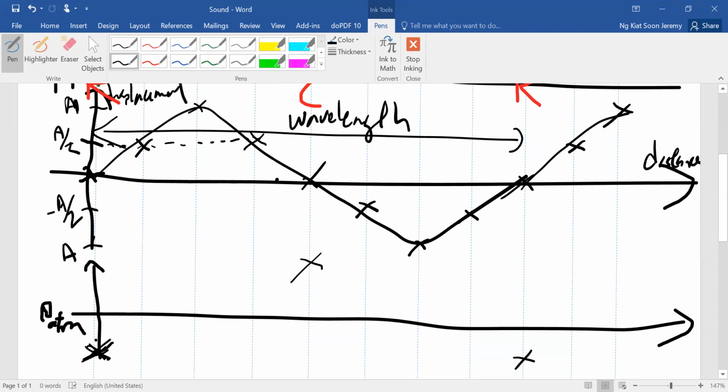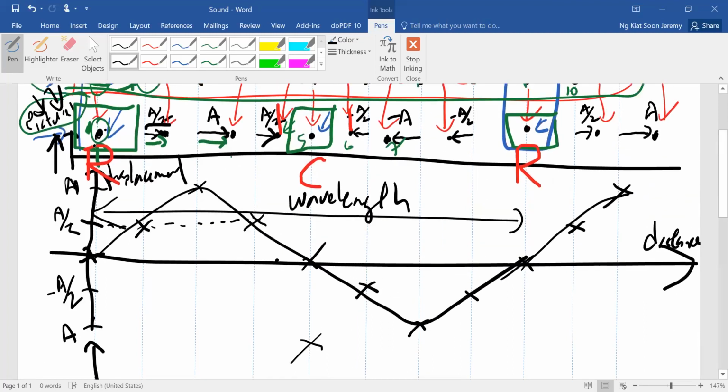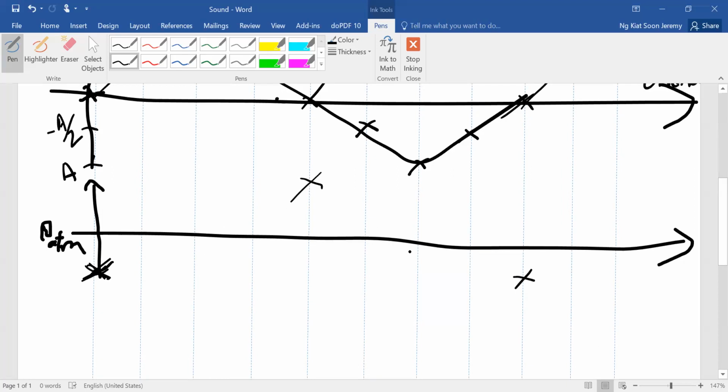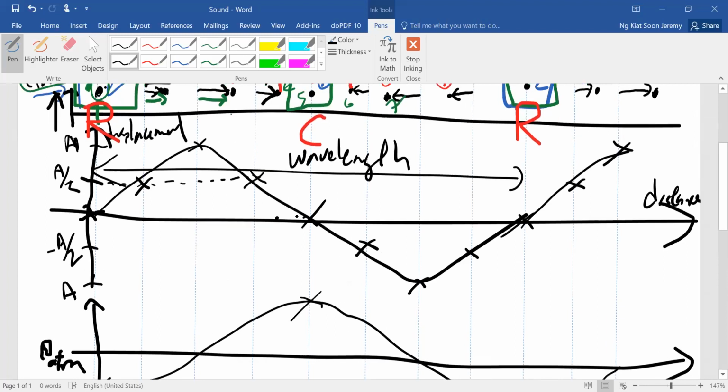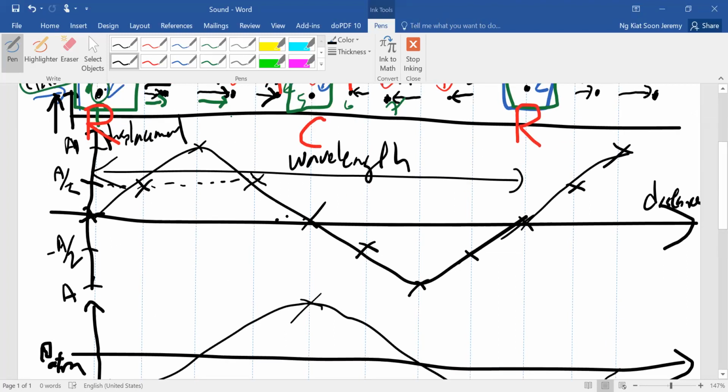How do I know this is the center of rarefaction? It is because of this particle one. I usually identify this is low pressure, high pressure, low pressure. Then I just fit the graph inside. And of course I can carry on. Once you're used to the graph, you sort of know how to draw it. So then this is exactly what is in your textbook, right? And I sort of drew it myself.